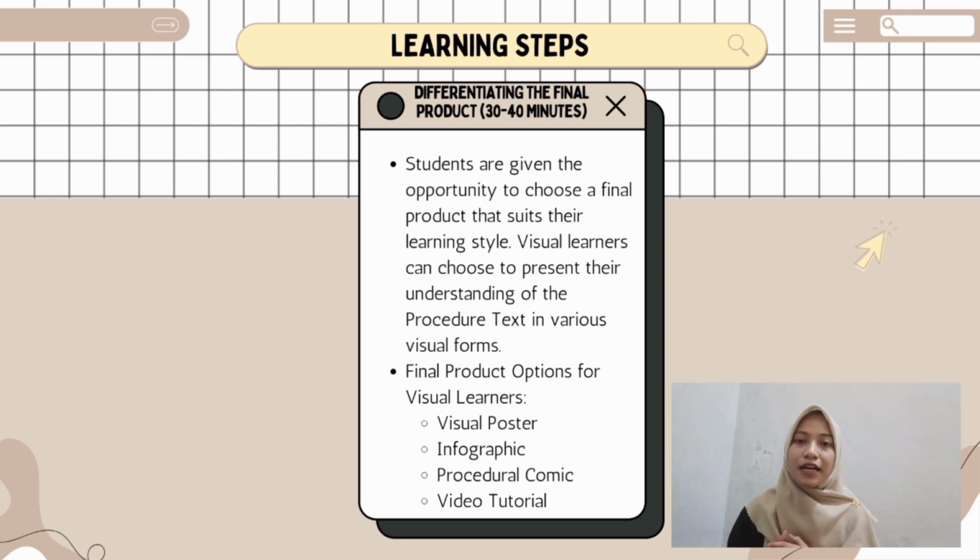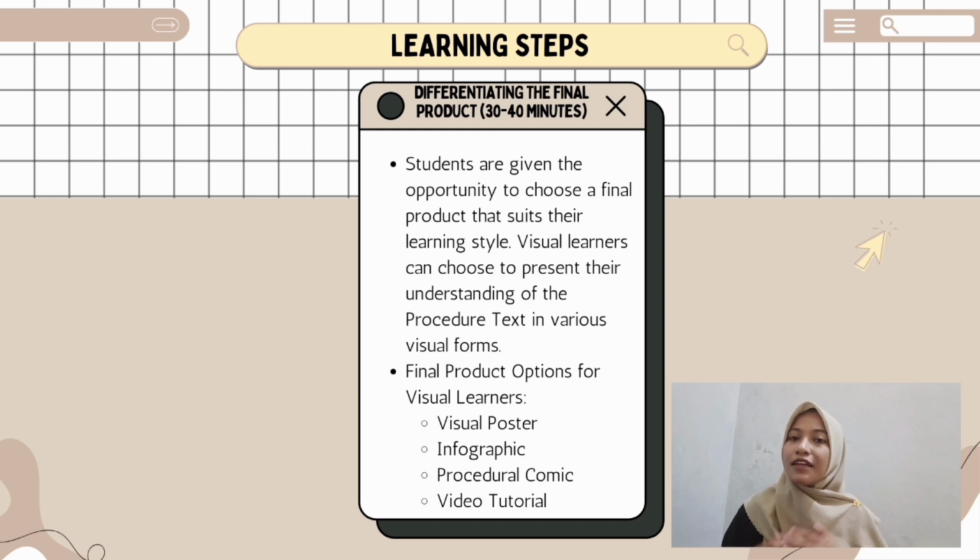So the final product options for students are, the first one, poster. Students can create a poster that illustrates the steps of making a kite with clear images and short text, and then the poster will contain the materials used as well as each step in the form of large illustrations with easy to understand information. And then the second is infographic.